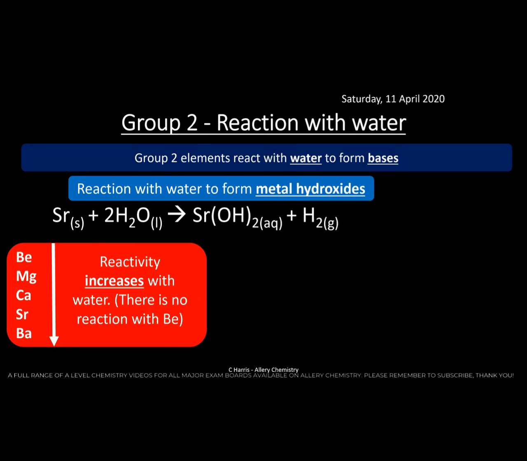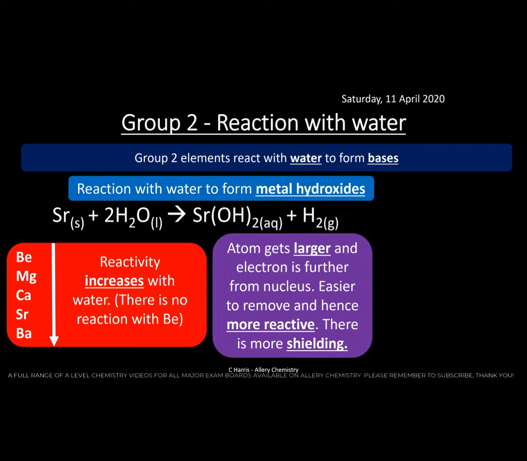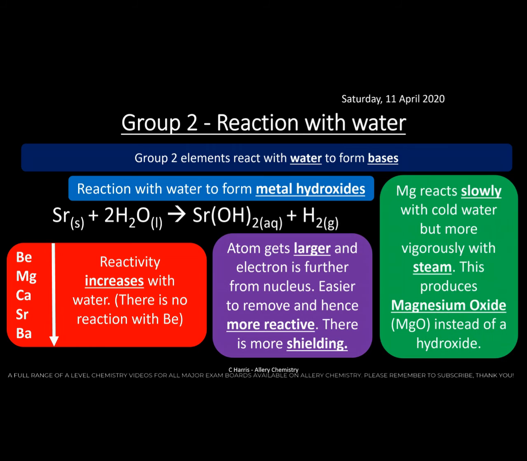So the reactivity, again on the basis of the rules that we mentioned before, increases from beryllium to barium. And in fact, there isn't a reaction with beryllium. It's so difficult to remove that electron from the outer shell in order for it to react with water that there is actually no reaction. But the ones further down the group do, and they form hydroxides. The atom gets larger, as I say, the electron's further from the nucleus. It's easier to remove that electron, and because there's more shielding, which weakens that attraction.